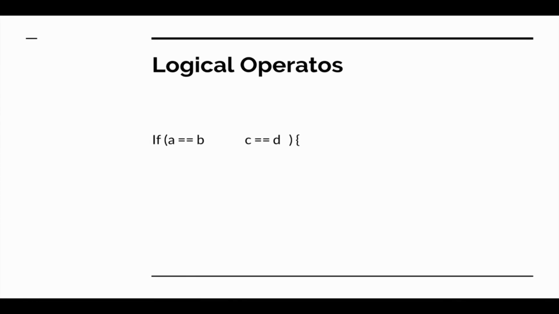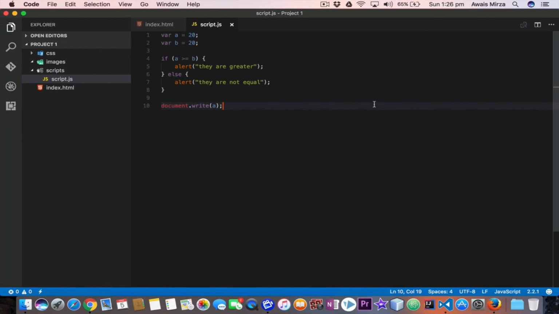Now we have a logical operator. Sometimes in a condition statement you have to have two conditions be true, and then you want to execute some kind of statement. For that we use this AND sign. Now let's go to our code, and I will create a few more variables here.